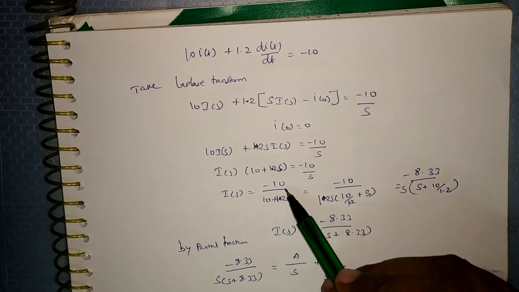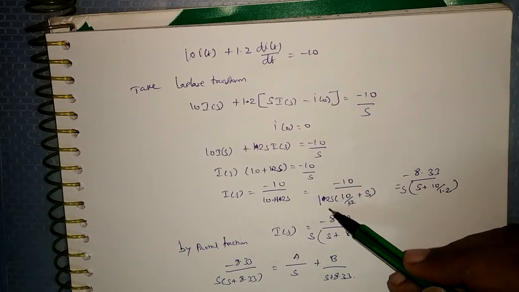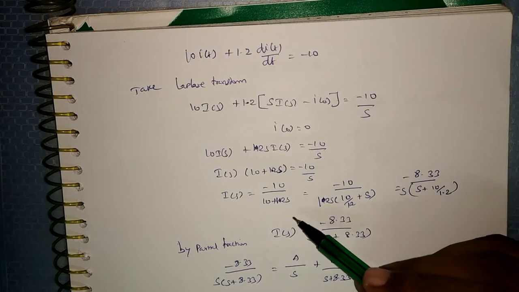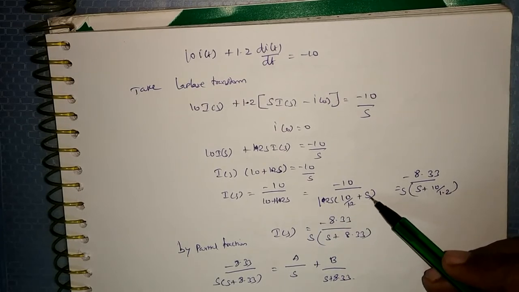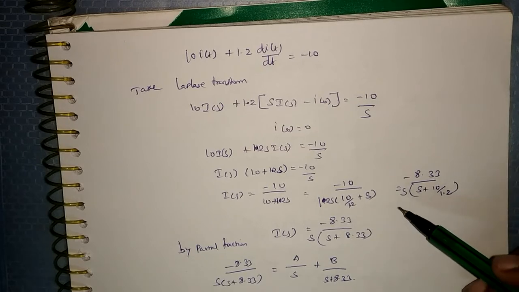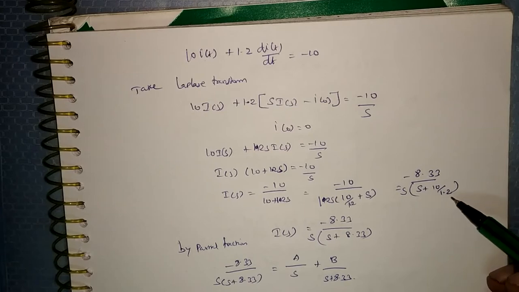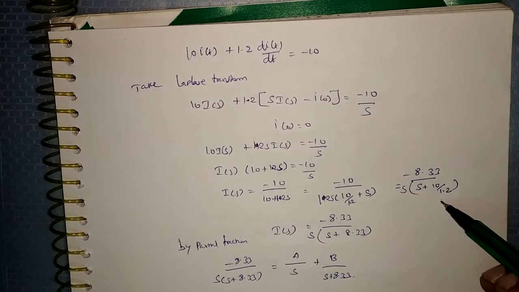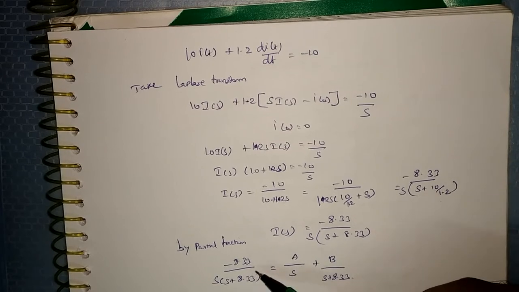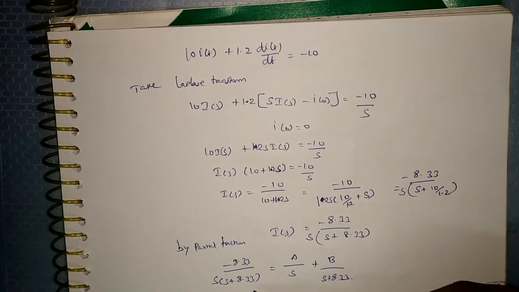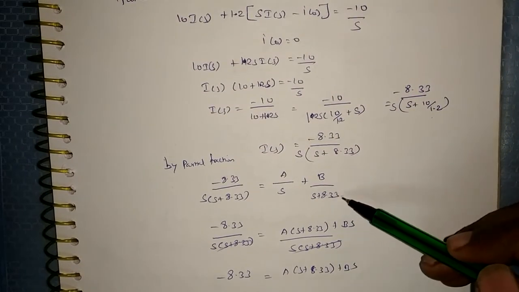So this can be written as minus 10 by 10 plus 1.2 s, divided by s. I am going to take this 1.2 outside so that I can write it in the s plus a form. So minus 10 by 1.2 over s multiplied by s plus 10 by 1.2, which can be written as minus 8.33 by s multiplied by s plus 8.33. By partial fractions, I can write minus 8.33 by s multiplied by s plus 8.33 equal to A by s plus B by s plus 8.33.